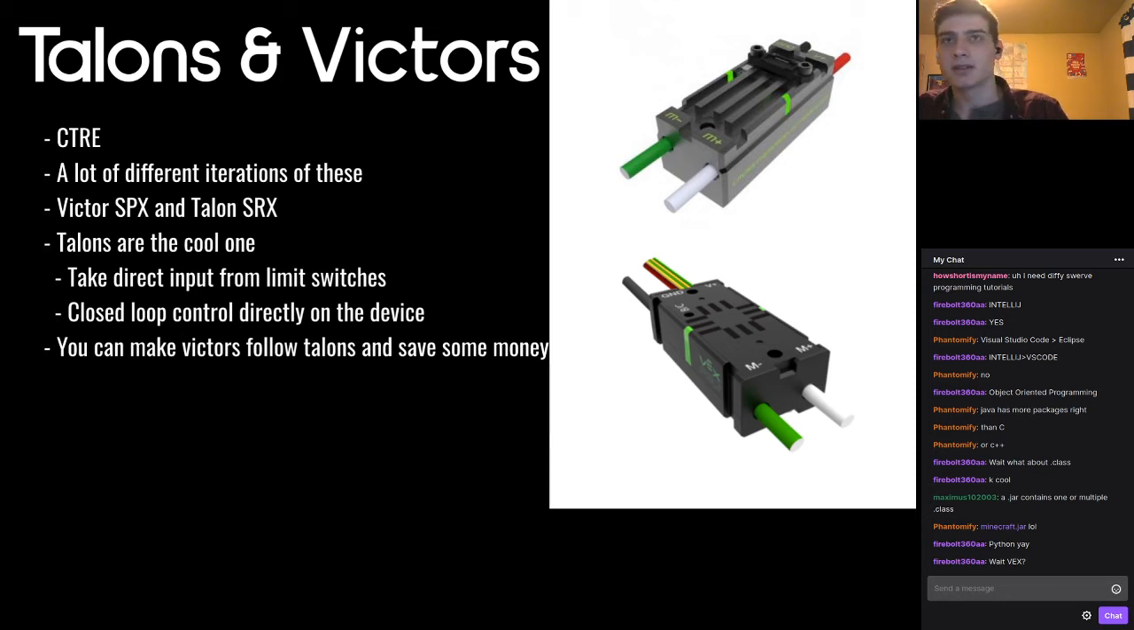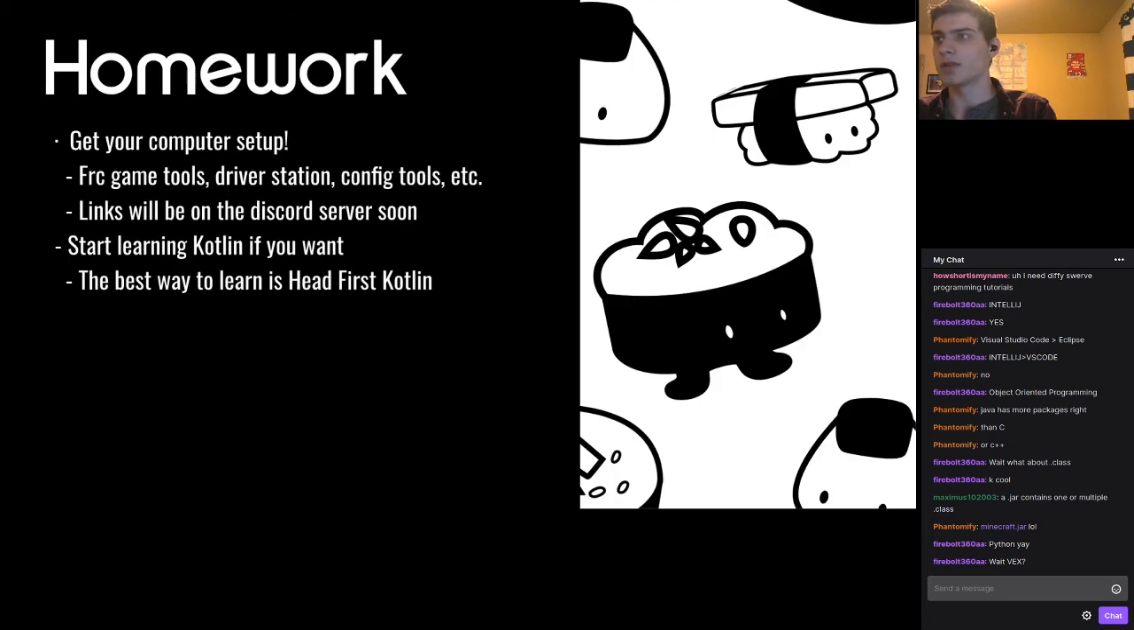And since Victors are the cheap ones, you can actually use Victors in your code. You can set your Victor to follow your Talon. So if you need two motors to control a symmetrical, say, shooter, then you can just have your Victor follow your Talon. It'll do it exactly and save some money. So if you're on design team, know that that's an option. That's what I'm trying to get at with this part. Any questions?